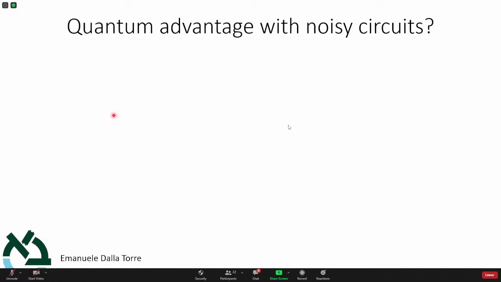Okay, so what is the question? One question that one may ask is, can I show some sort of quantum advantage with noisy quantum circuits? Quantum advantage is a tricky word. It can have different meanings in different contexts. Some of you have probably heard about quantum supremacy. Some people don't like the word supremacy because of the political connotations. So some people use quantum advantage as a synonym of quantum supremacy.